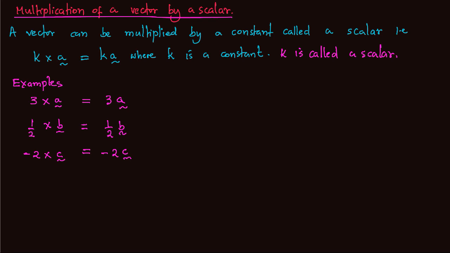We can have multiplication that involves two terms. For example, 2A times 3, and that is equal to 6A, and so on.